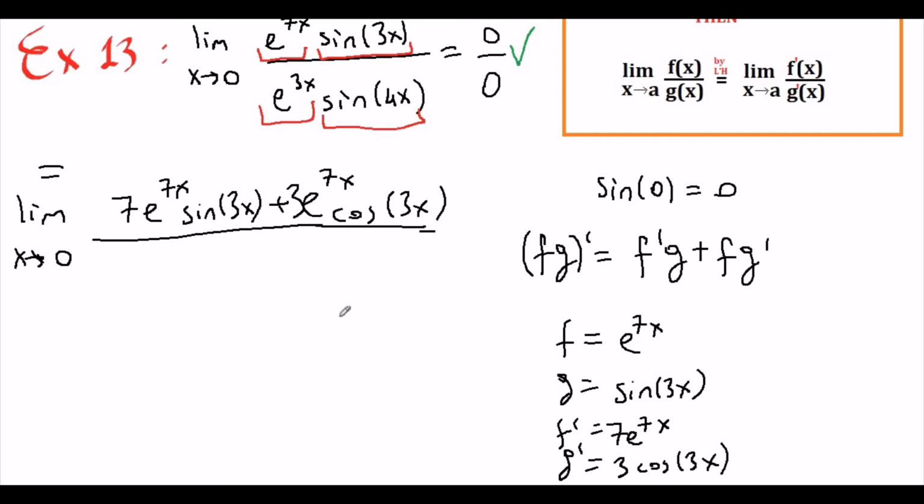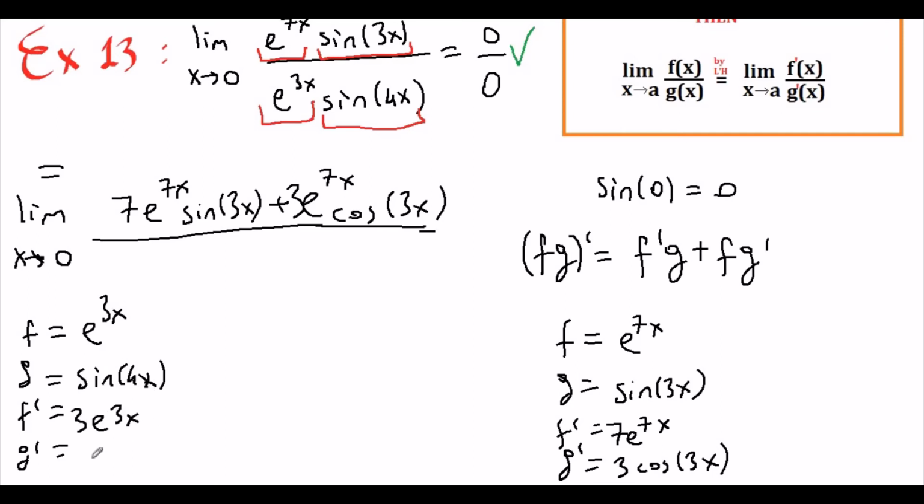For the bottom function, we're going to apply the same rule. We need our f, g, f prime, and g prime. In this case, our f is e to the 3x, and our g is sine of 4x. Derivative of e to the 3x is 3e to the 3x, and derivative of sine of 4x is 4 cosine of 4x. Now we're going to multiply f prime times g, which is 3e to the 3x times sine of 4x, plus f, which is e to the 3x, times g prime, which is 4 cosine of 4x.